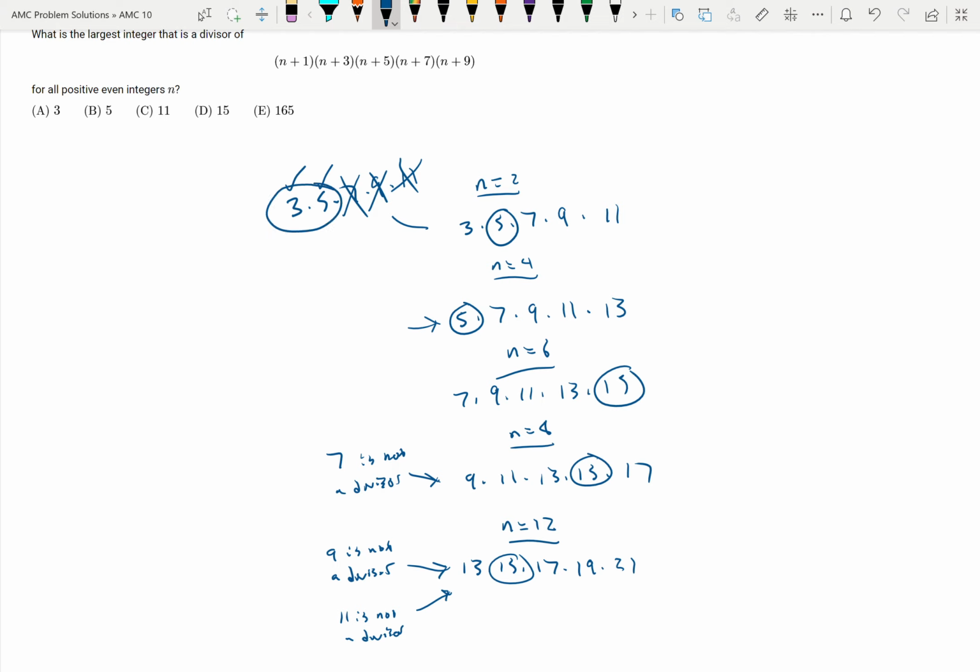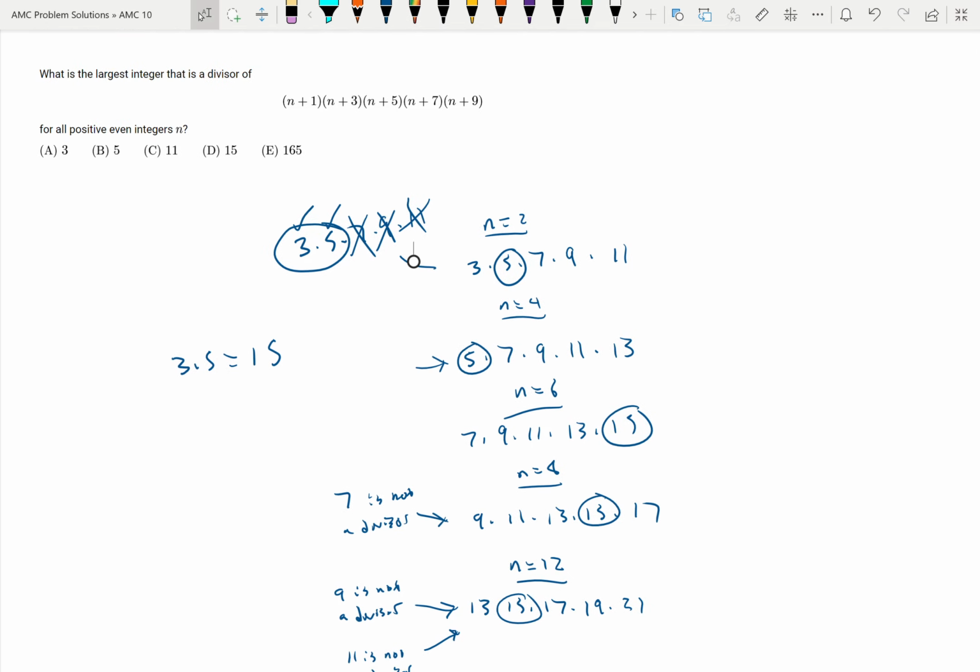Therefore, 3 times 5 will always be a divisor for any n. And 3 times 5 is 15. So 15 is the largest integer that is a divisor of that expression. So the answer is choice D.